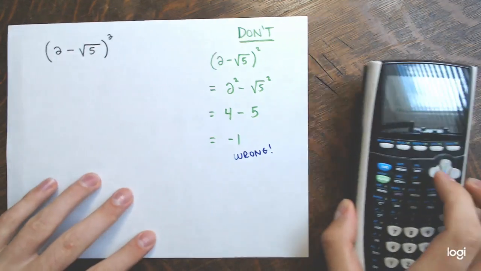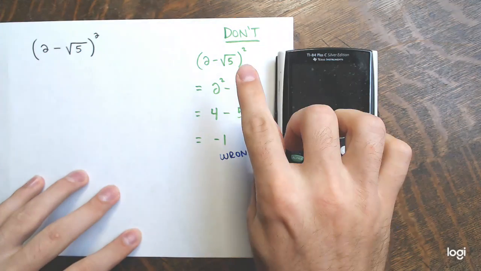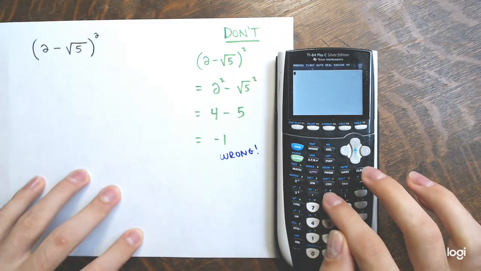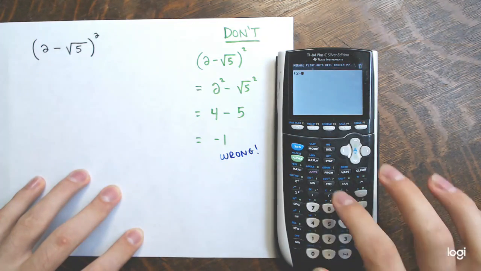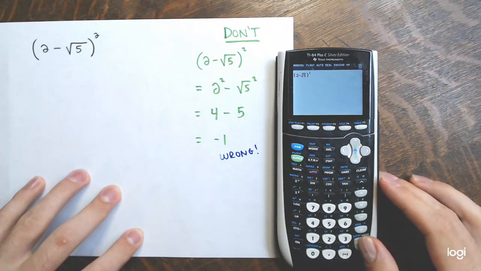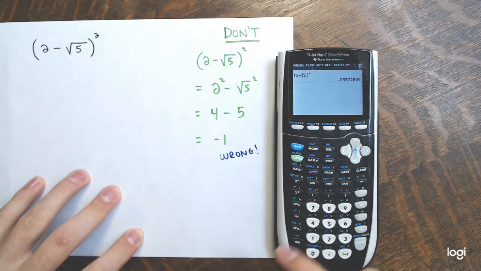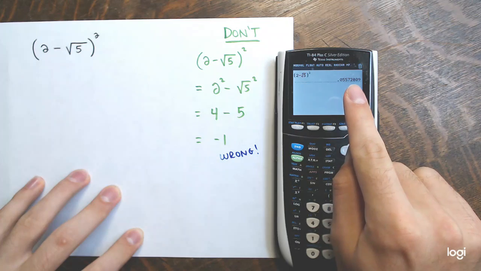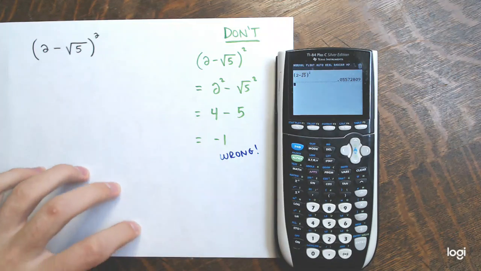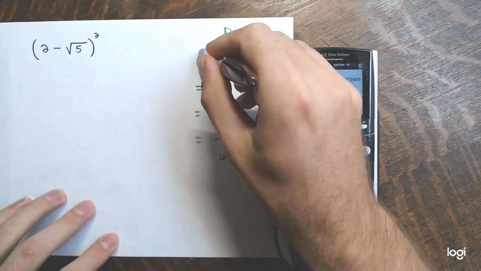If you don't believe it, if you think, oh, this is right, I should be able to distribute the power. No, you can't distribute powers. But just double check it. In parentheses, 2 minus the square root of 5 squared. What's that equal to? Well, not negative 1. It's 0.055728009. Not negative 1. So this is wrong.